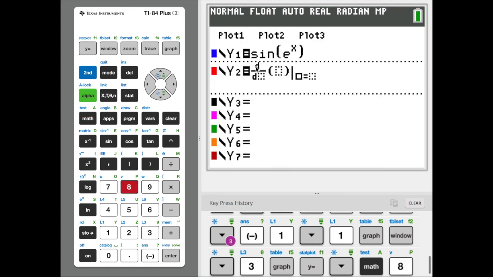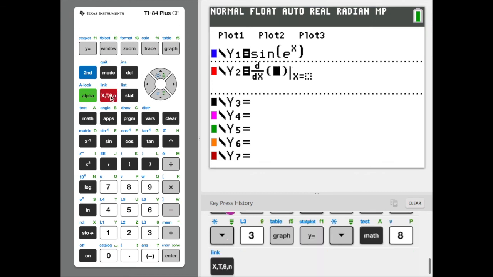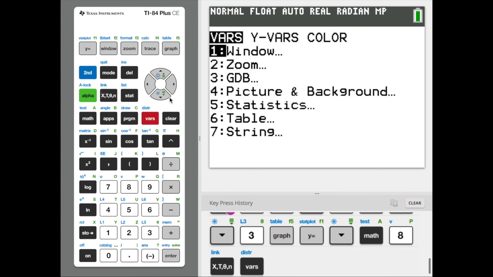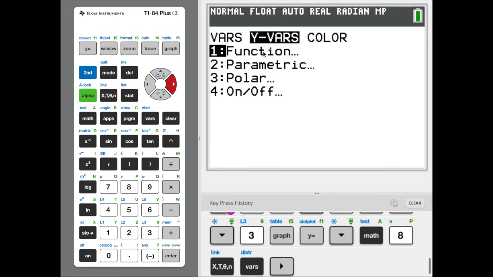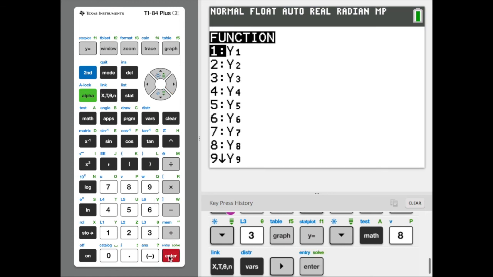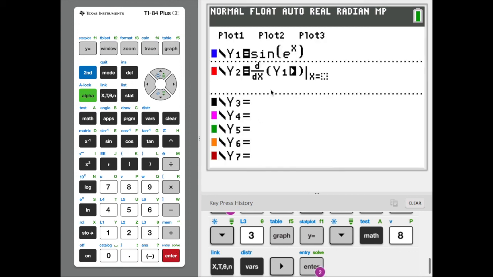Now in this case, I'm going to have it take the derivative with respect to x. In here, where it's asking for the function, I can either type sine of e to the x in again, or I'm going to just have it reference the first y equals function that we've got here by going to the variables button, going to y variables. I'm going to hit the function, hit enter, and then have it pick the equation that's in y1. So this is going to take the derivative of whatever I have in the y1 equation. Now again, if I don't want to do it that way, I could just type sine of e to the x here as well, and it would do the exact same thing.